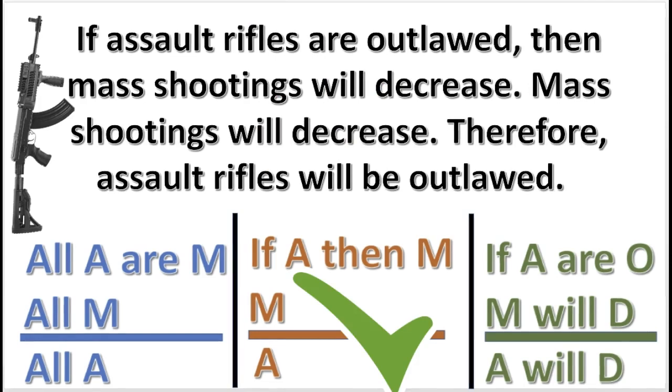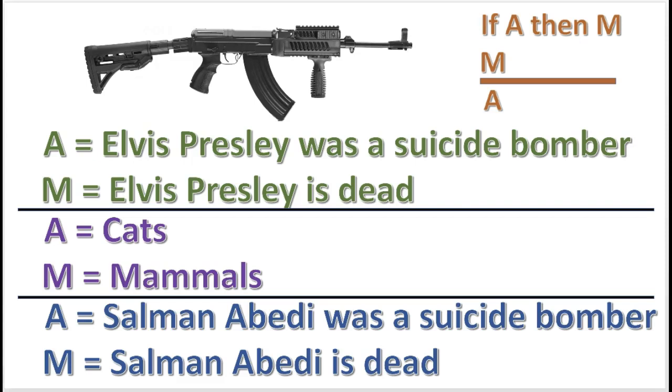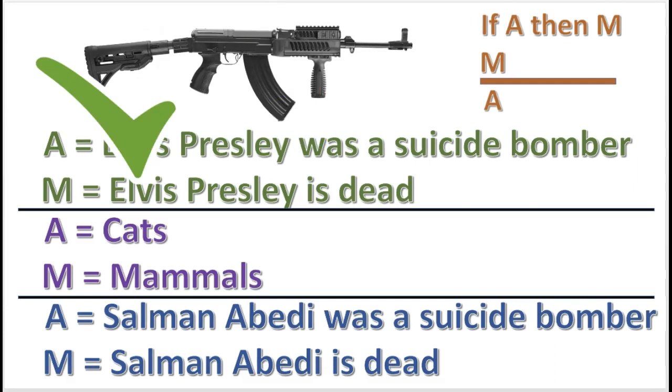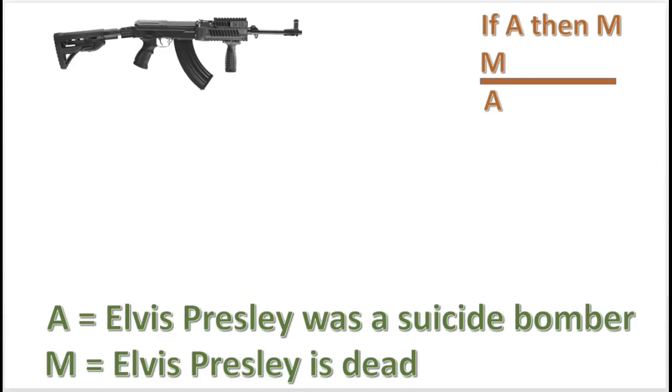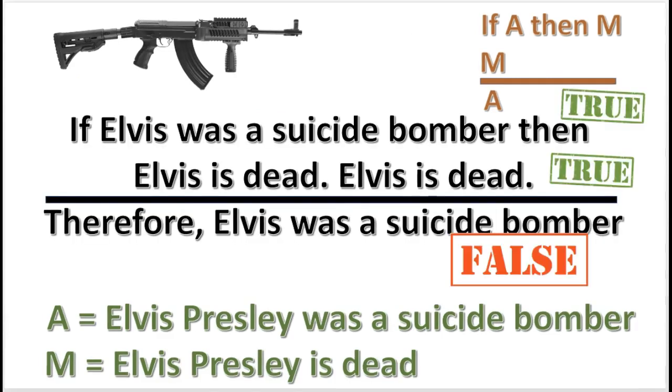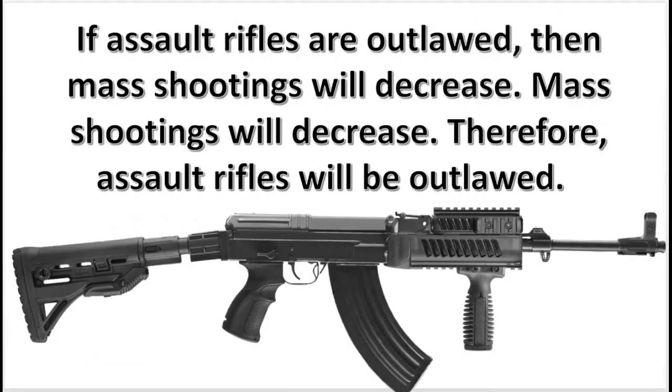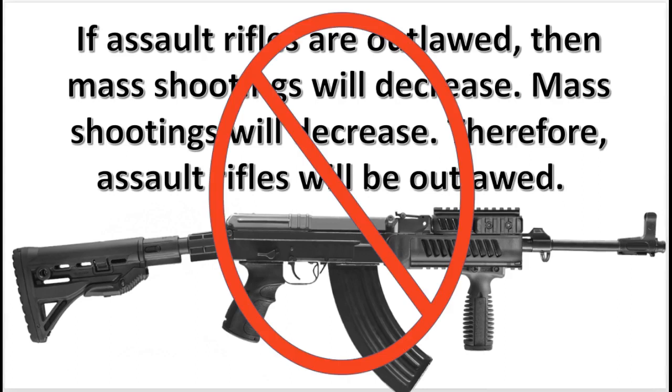Ding! That's correct. Notice A and M represent whole statements. All right, what set of substitutions proves that this form is invalid? Go ahead and press pause, because the answer is in 3, 2, 1. Ding! That's correct. As you know, when we substitute these letters for these terms, we get this argument, which gives you true premises and a false conclusion, which means that the form is invalid. And if the form is invalid, then the original argument is invalid.